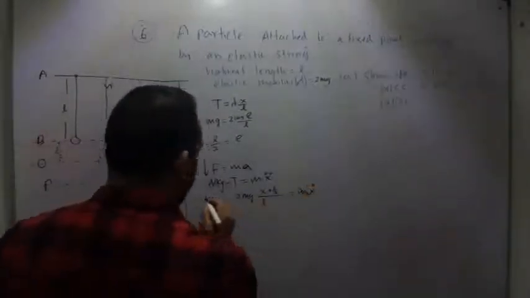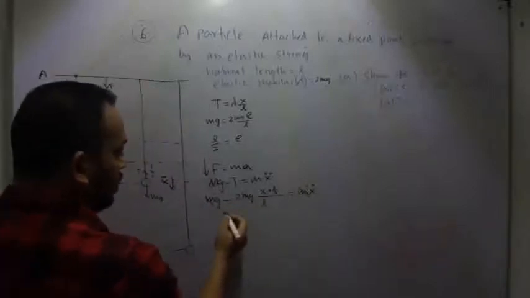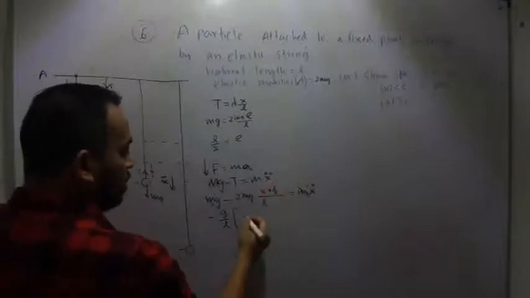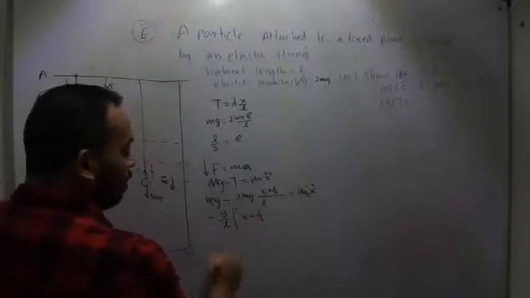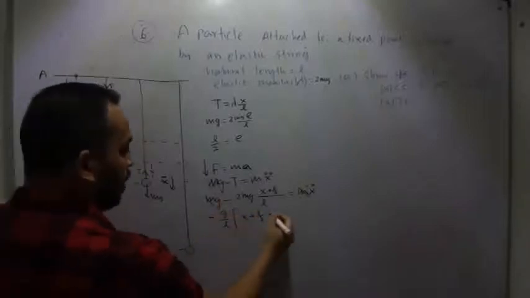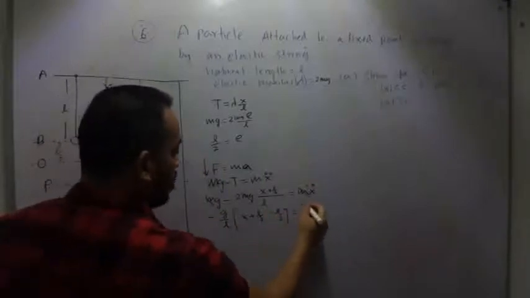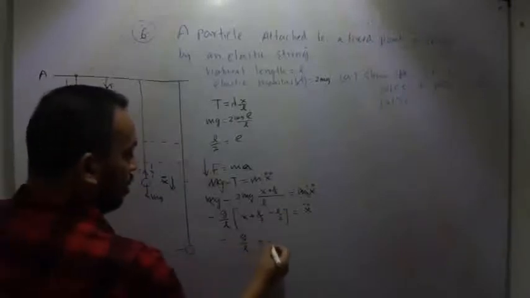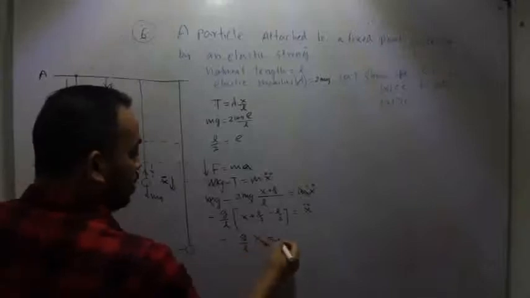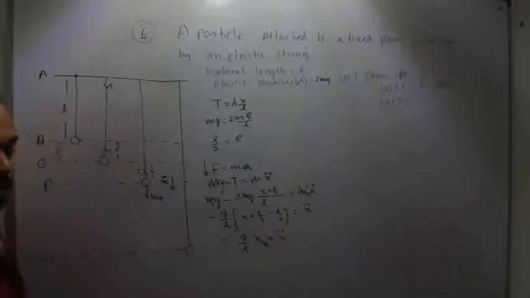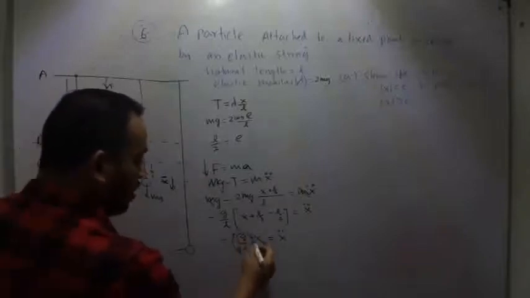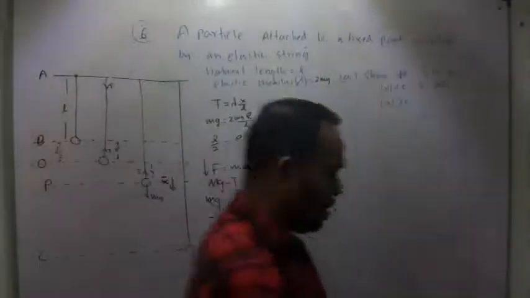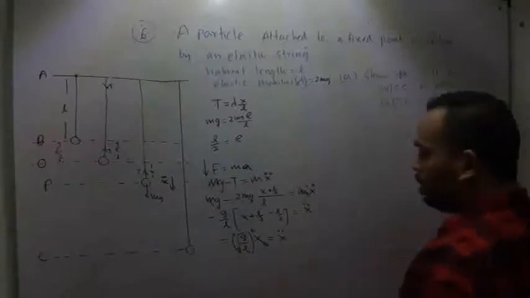So you can get rid of m. If you take minus g over L outside, then this part becomes plus x plus L by 2, and here you get a minus L by 2 from the g term. So these two parts cancel out and you get minus g over L x equals x double dot. Right. So what is this? You can write it as the square of root g over L. This is the characteristic equation. So this is simple harmonic.